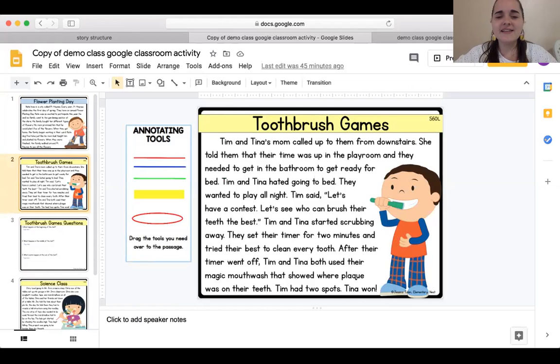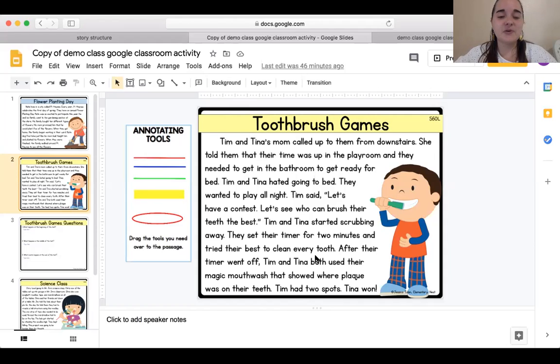Tim said, "Let's have a contest. Let's see who can brush their teeth the best." Tim and Tina started scrubbing away. They set their timer for 2 minutes and tried their best to clean every tooth. After their timer went off, Tim and Tina both used their magic mouthwash that showed where the plaque was on their teeth. Tim had 2 spots. Tina won!